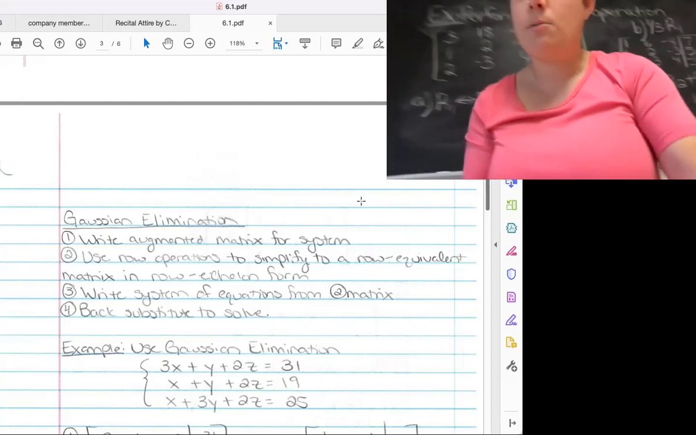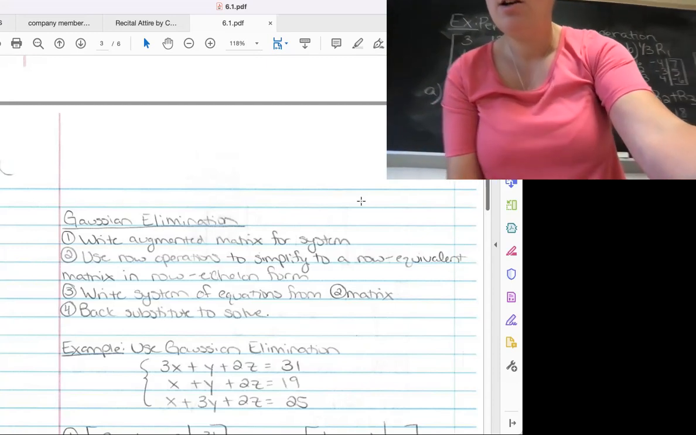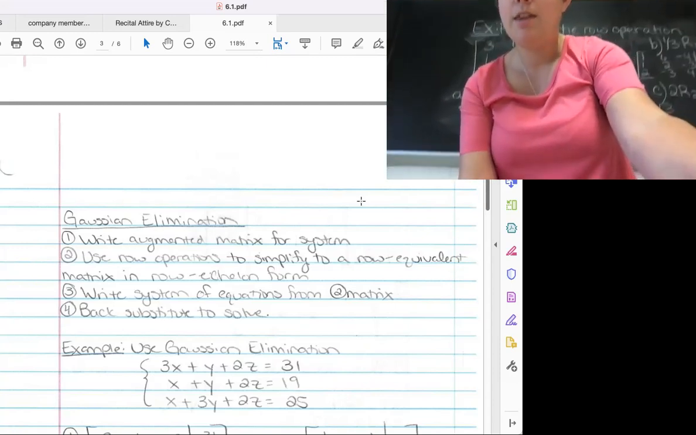So I'm going to erase the board, and then I will write our example on the board, and then we will give it a shot.